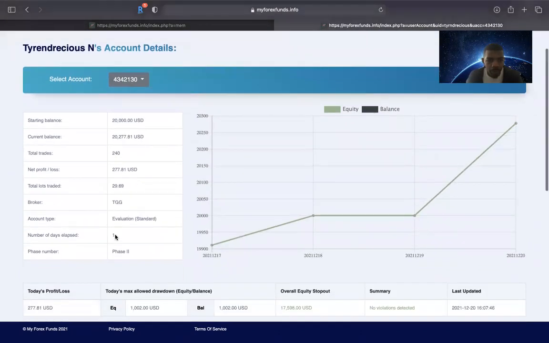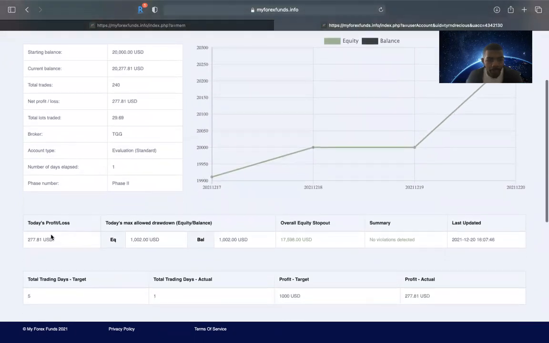So this is my phase two account. As you can see, total number of days lapsed has been 1. Total profit for today is $277.81. My target profit is only $1,000. So I should have had this passed this week, guys. That's what I'm thinking. If not, it'd probably be passed the Monday or Tuesday of next week.